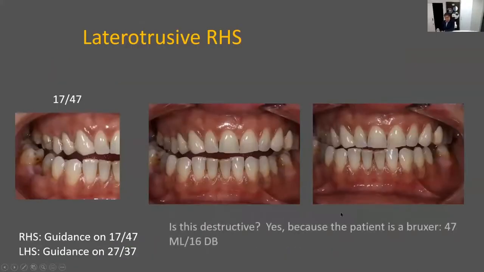And looking at different angles, the guidance is on the 4-7, okay? And going to the other side, guidance is on the left side. So this is destructive, the patient's a bruxer, yes, it's a traumatic occlusion. So we need to restore this. So perio control, stop smoking, perio control, caries control. You've got a problem tooth, that one. So I'm going to make sure that whatever I do, this tooth, tooth number 2-4, is not loaded. That should be your treatment plan.